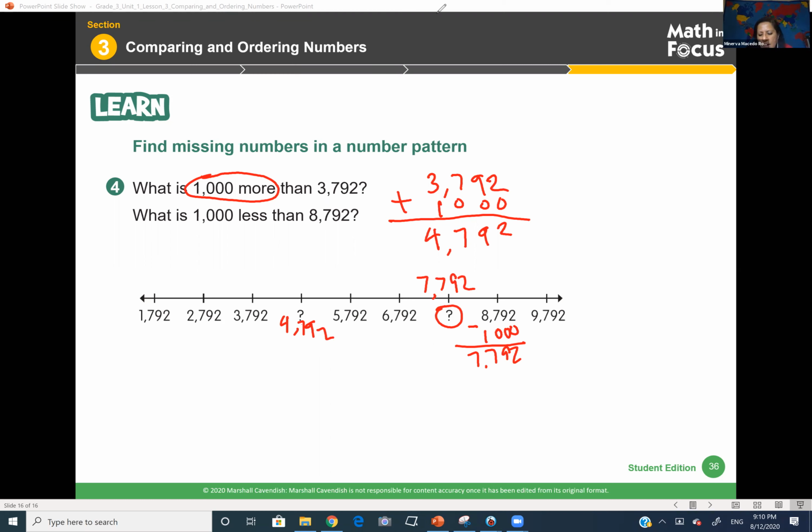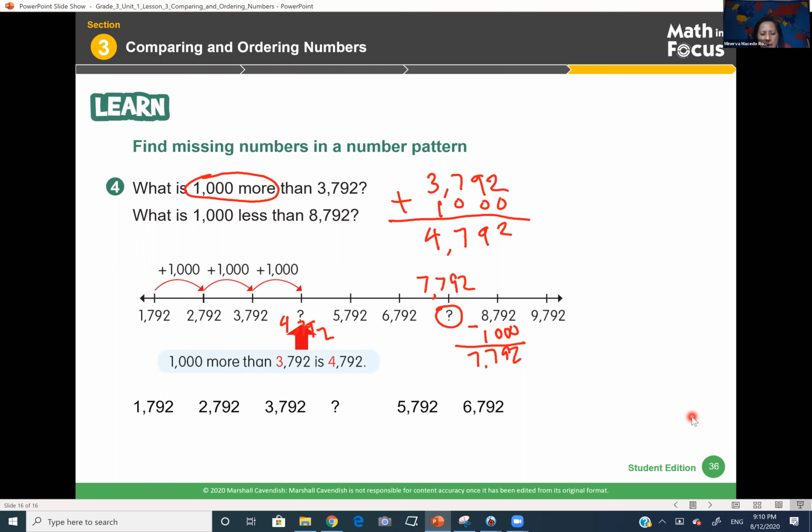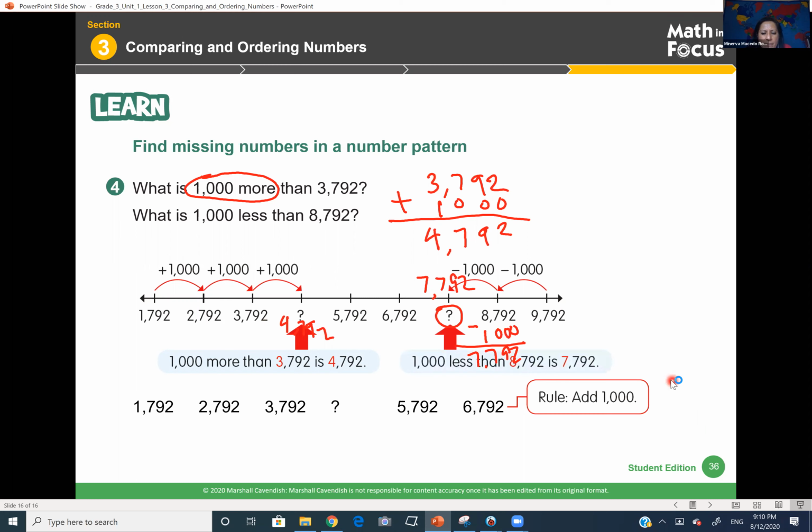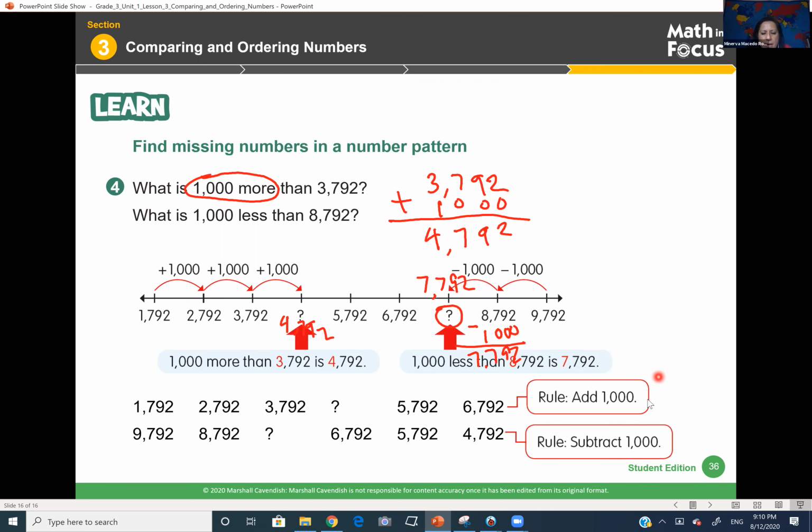Now let's see if it's true. Let's check what the computer says. See, plus 1,000. So the number is 4,792. That's the series there with the missing number. We have to put the number we found here, which is this one here, 4,792. And it's adding by thousands, or go back and subtract 1,000. So if you notice, 7,792 is the number we found here. And that's the rule, subtracting the thousands.